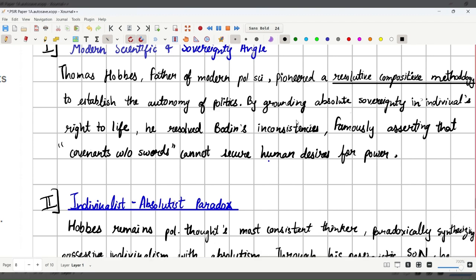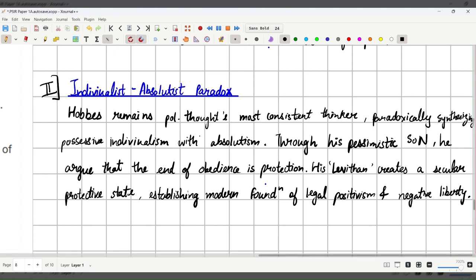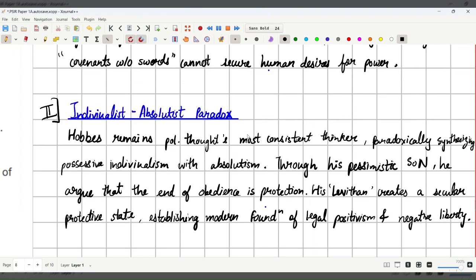Then if a question is asked on the individualist absolutist paradox of Hobbes: Hobbes remains political thought's most consistent thinker, paradoxically synthesizing possessive individualism with absolutism. Through his pessimistic state of nature, he argues that the end of obedience is protection. His Leviathan, his book, creates a secular protective state, establishing the modern foundation of legal positivism and negative liberty. So any of the two intros you can write based on the question.